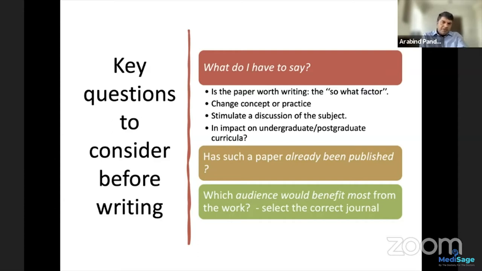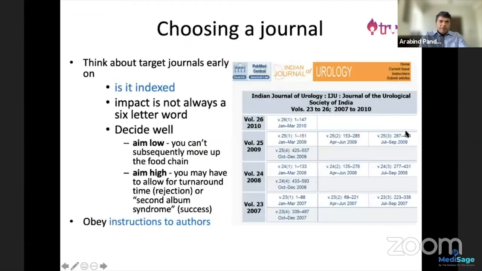You have to select the correct journal. There is no point in publishing a surgical topic in an anesthesiology journal. So when you start writing, you think about the target journals early on. Is it indexed? What is the impact factor? Now, impact is not always a six-letter word. Impact factor is important, but there are other methods of metrics, and there are also other social metrics that can be equally important as the impact factor.